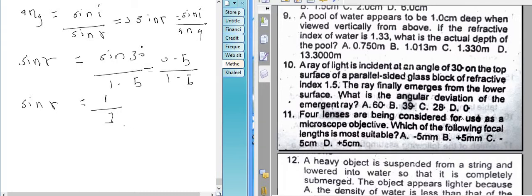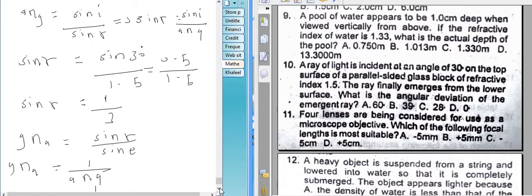So now let us leave it like this, because we are going to use it in the subsequent calculation. Now the ray is incident on the lower surface, meaning we are now moving from glass to air. So this is equal to sine of the refraction angle, which is now the angle of incident on the lower surface, all over the angle of the emergent ray. From Snell's law again, we know that the refractive index from glass to air is equal to 1 over the refractive index from air to glass.